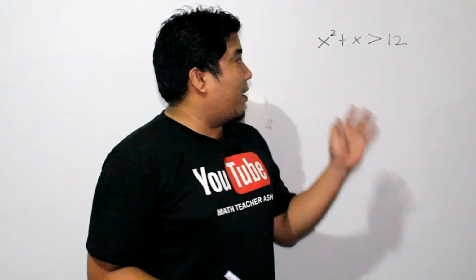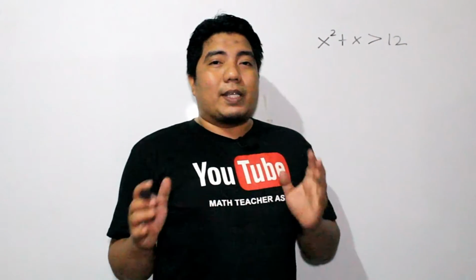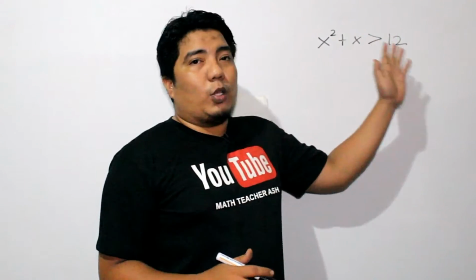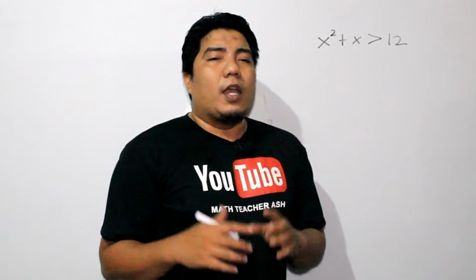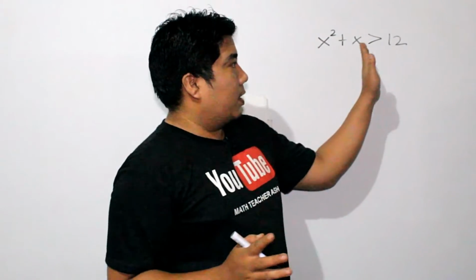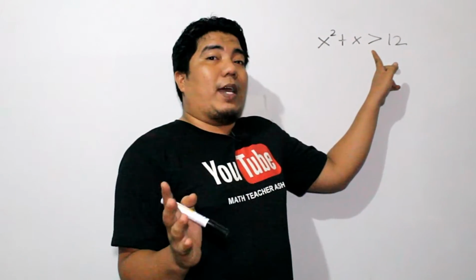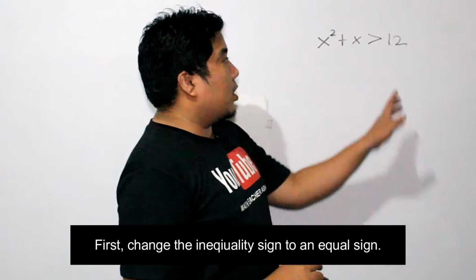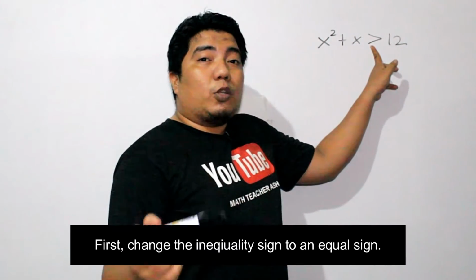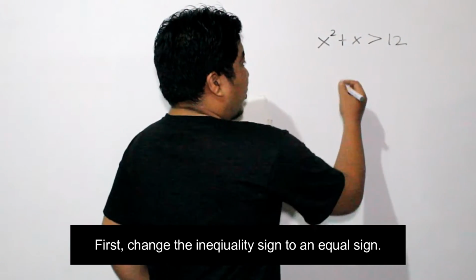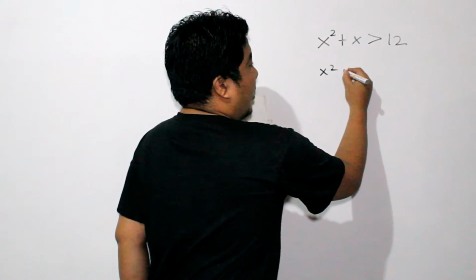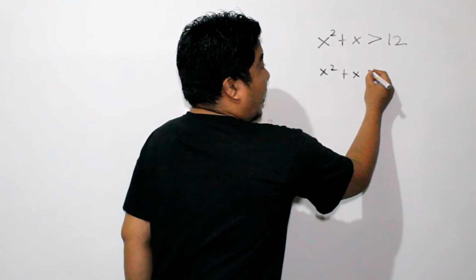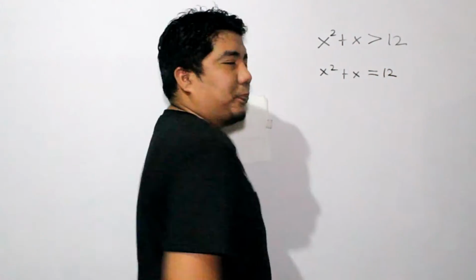Okay, math learners, we have here an example: x squared plus x is greater than 12. The question is, how do we solve this one? The first thing you should do is remember that this is a quadratic inequality, right? The first thing you should do is change the inequality into an equation. So this will become x squared plus x is equal to 12.